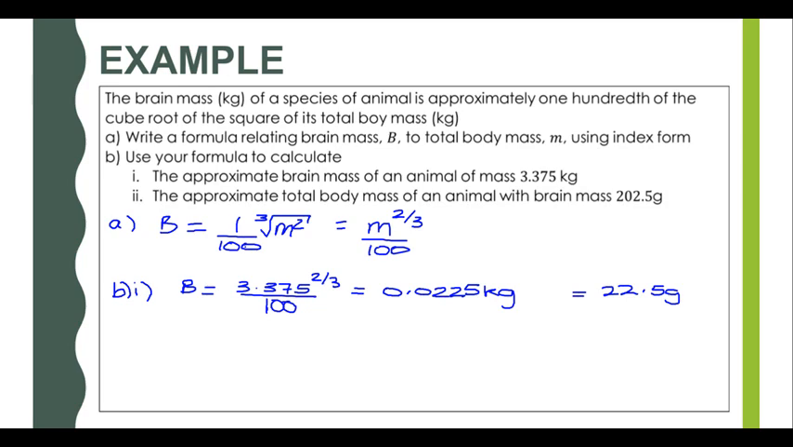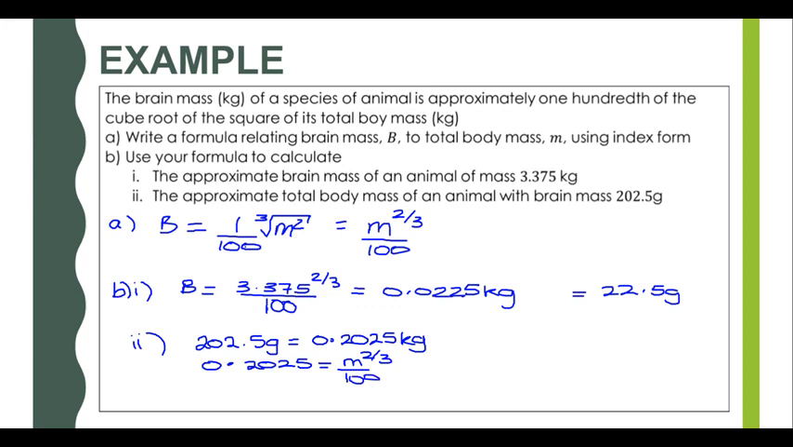II is slightly harder, as this time we're given the brain mass. So the brain mass, B, is equal to 202.5 grams, which we need to change into kilograms. So it gives us 0.2025 kilograms. So if we use our formula, 0.2025 is equal to m to the power of 2/3 divided by 100.